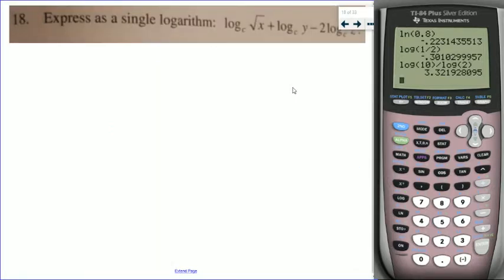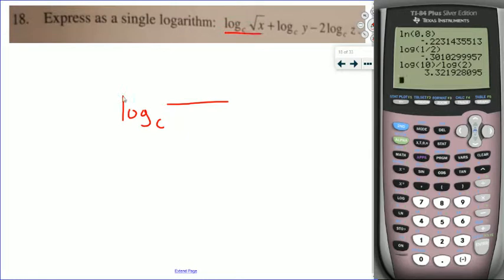Express as a single logarithm. So, whenever we're smashing logarithms together, again, remember I want you to start by writing just the log base whatever. In this case, it's log base c, and then a big old fraction. Any of these terms that are positive, the argument is going to go on top. Any of the terms that are negative, the argument is going to go on the bottom.